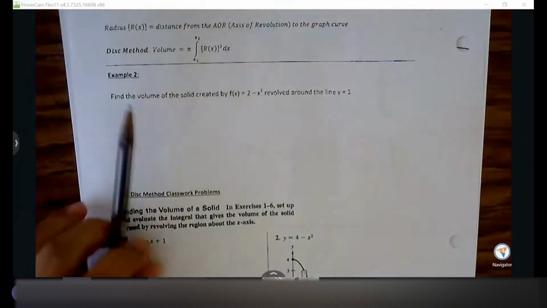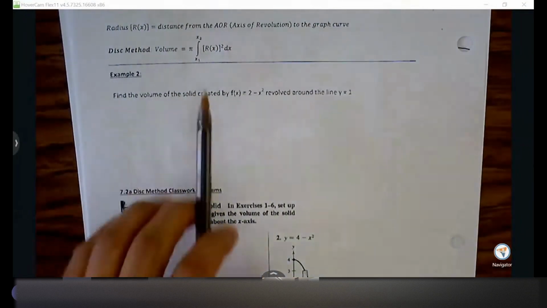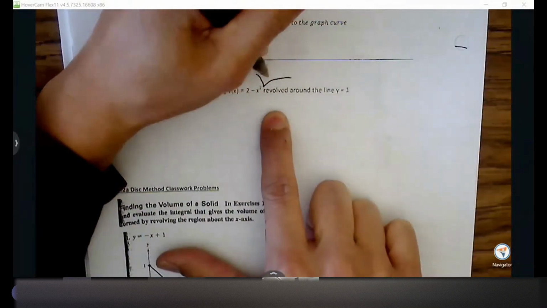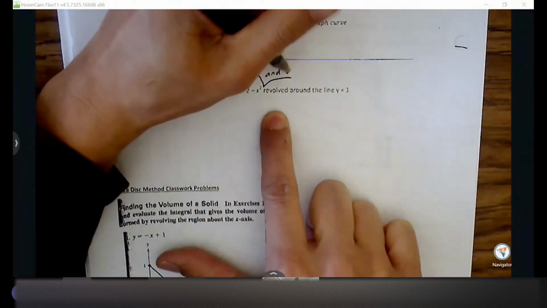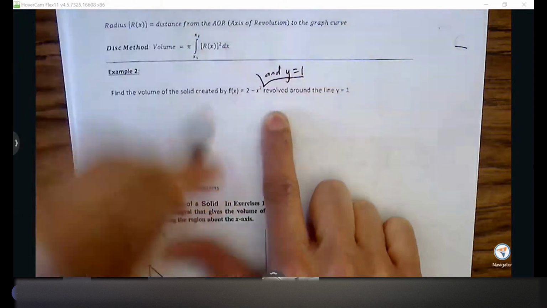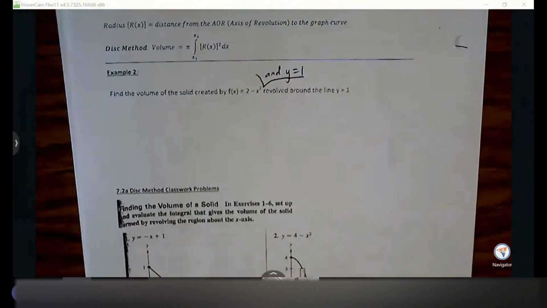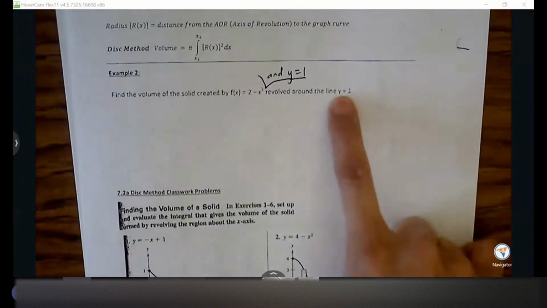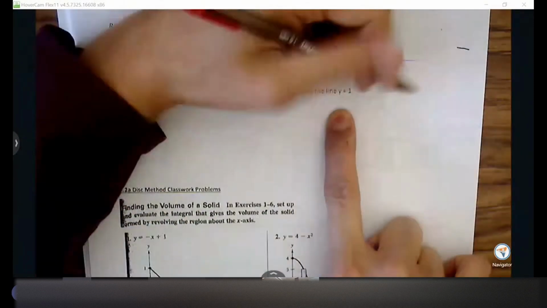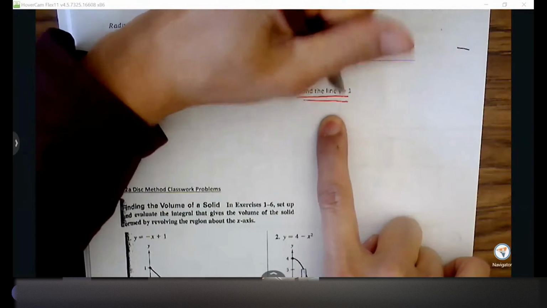Okay. Find the volume of the solid created by the function y equals 2 minus x squared. I forgot to include this as well. And y equals 1. So we have two equations that we're going to be looking for that shaded region, but then it says around the line y equals 1. So this is meant to tell us where the axis of revolution is.